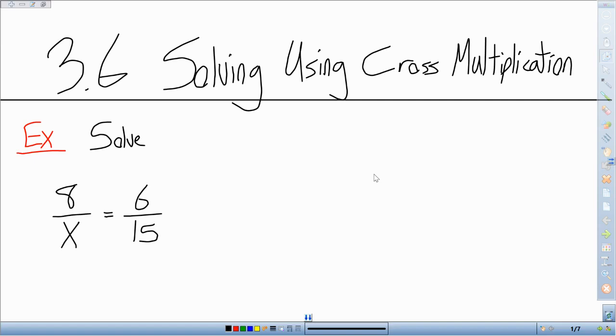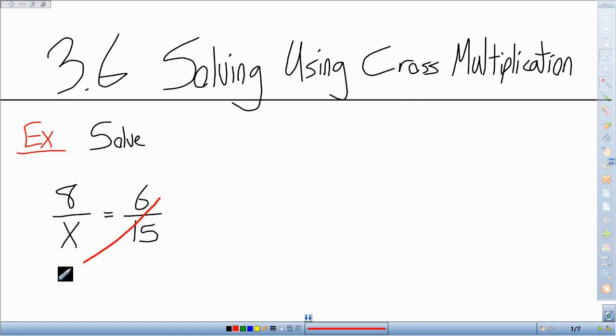I guess before we do, go ahead and get the title here, copy this example. We'll try it. Okay, so a big part of this lesson today is making sure that our ratios are as simplified as possible before we go to cross multiply. All right, if I take a look at this problem, I could go ahead and start out.